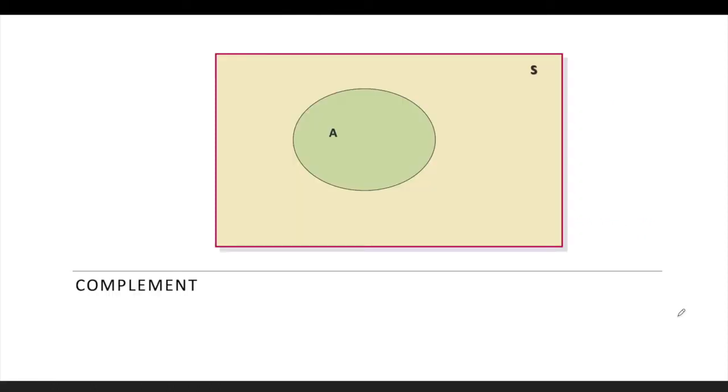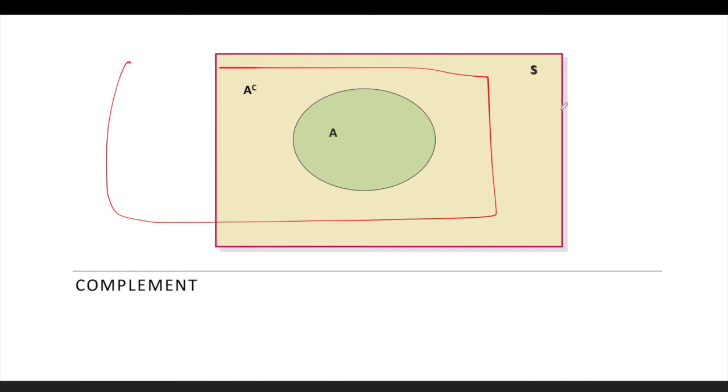As we studied before on the complement, this is the event A, and the complement is A C. So the total of A and A C should be equal to 100% or 1.